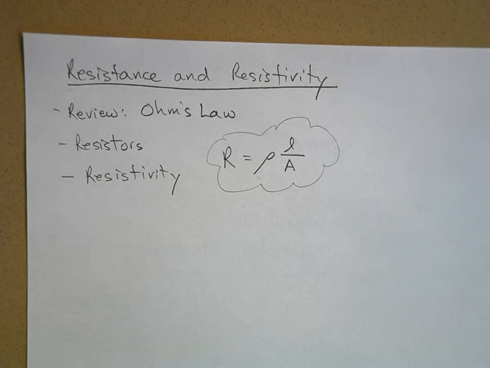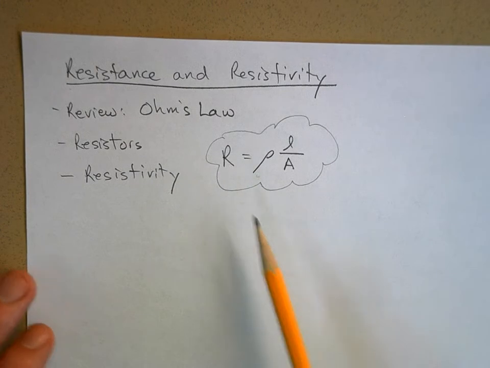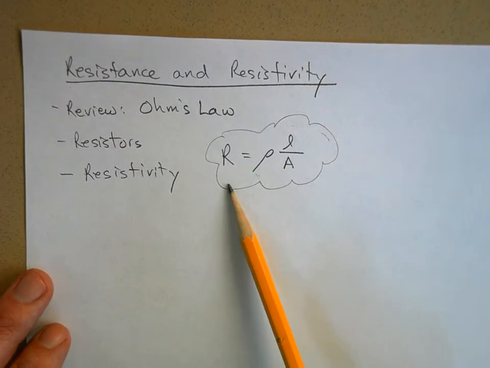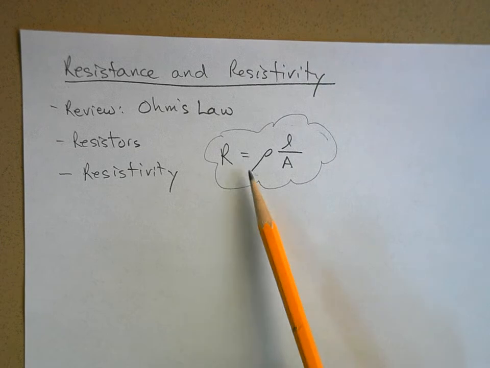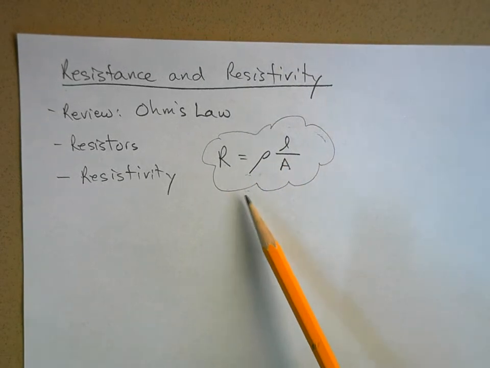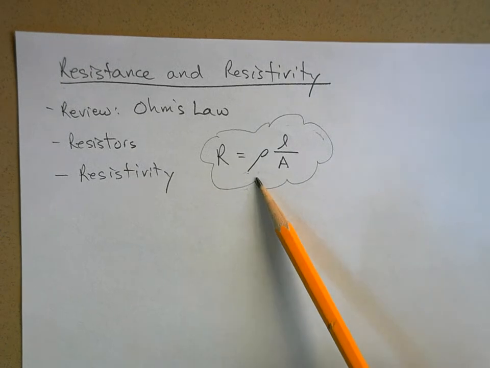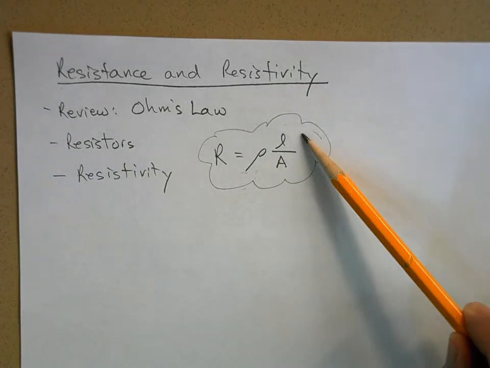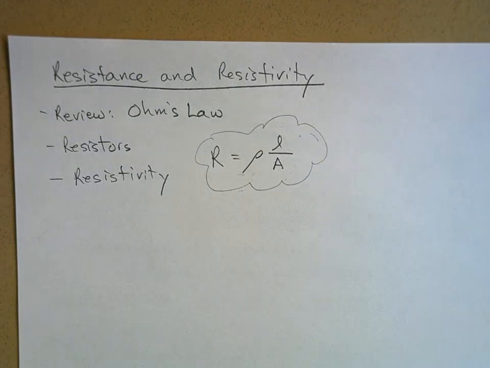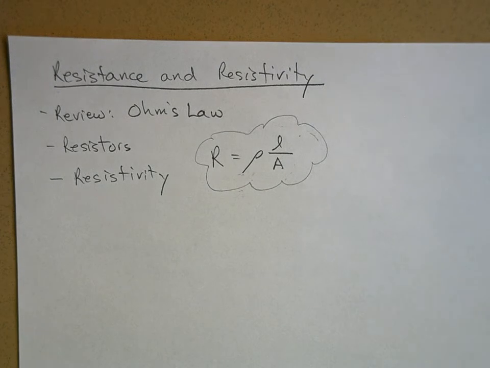Today we're going to talk about resistance and resistivity, and I'm going to show you this little equation right here, which is basically the resistance of a resistor is equal to the resistivity, that's what that rho stands for in this context, the resistivity of the material, times how long the material is, divided by the cross-sectional area of that material. So that's our goal.